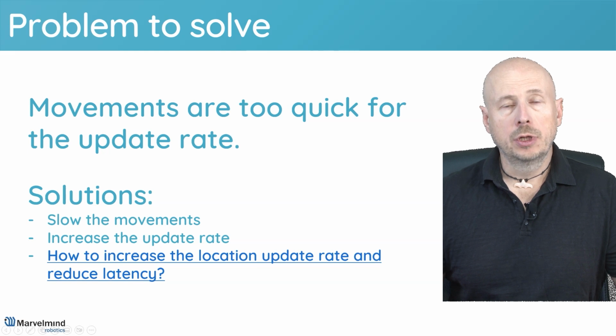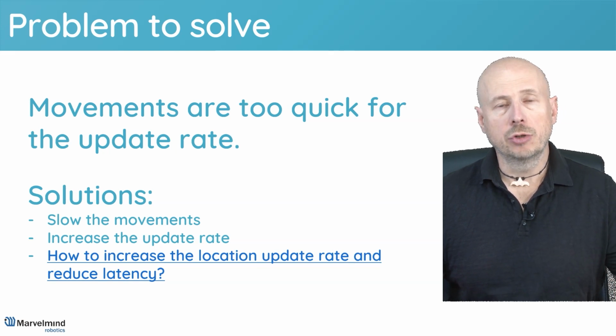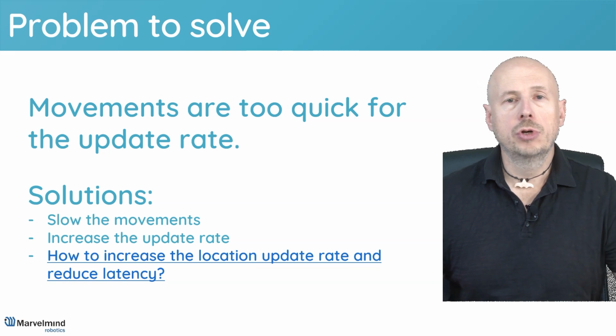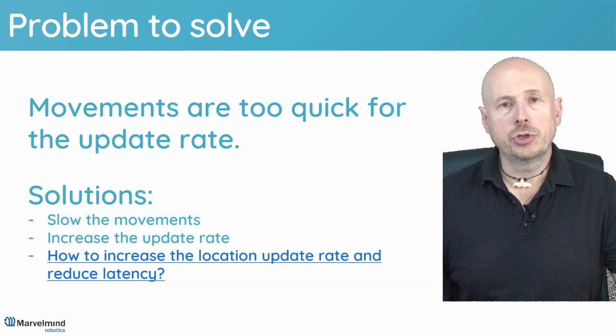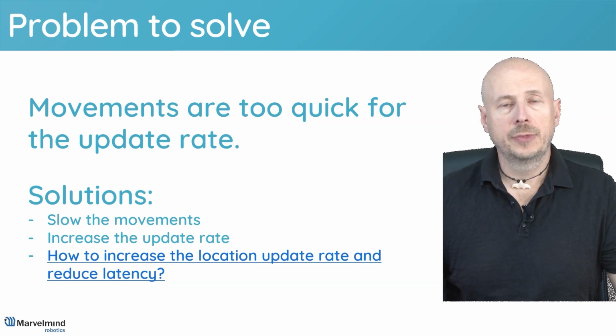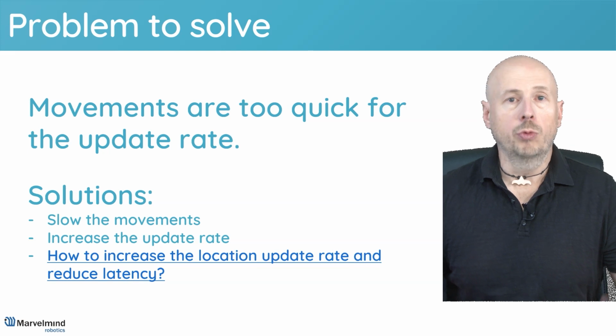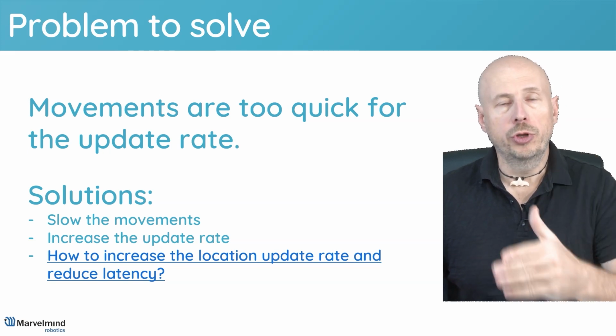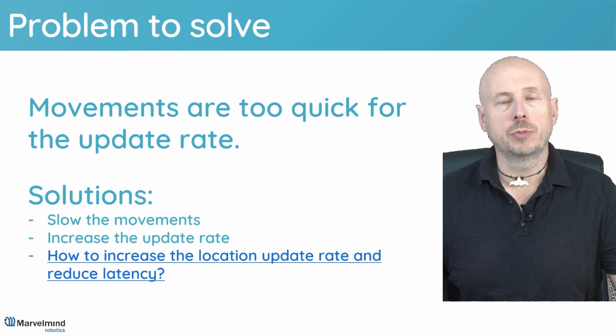What's the problem? If you have a typical update rate of 8 Hz, for a very quick moving object, it may simply not be enough because you will have too few location points per movement. And instead of a smooth track, you will have just sparse dots. What are the options? Well, two options. Either you slow the movement, which is typically not possible, or you increase the update rate.